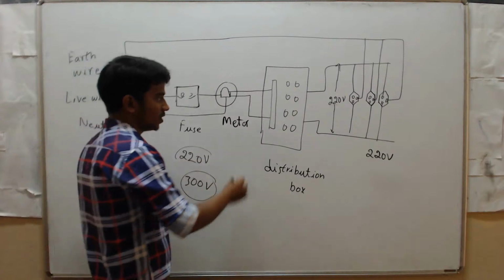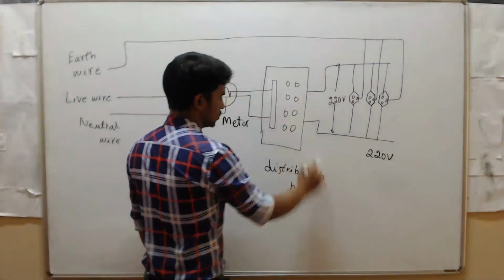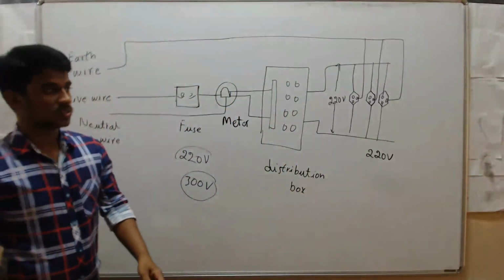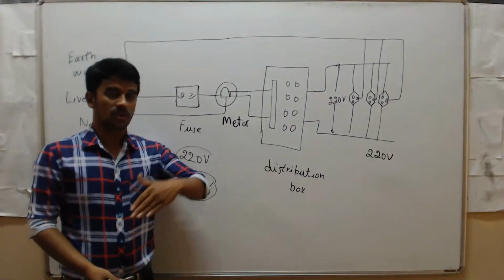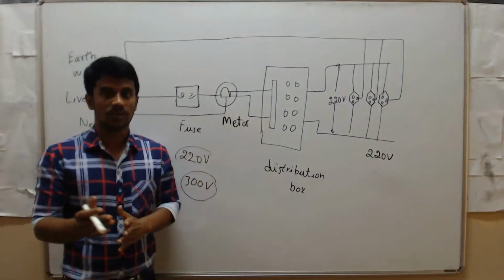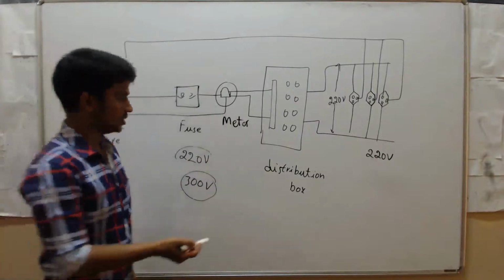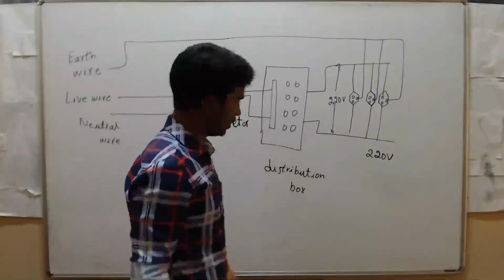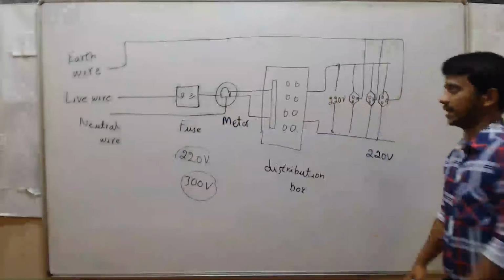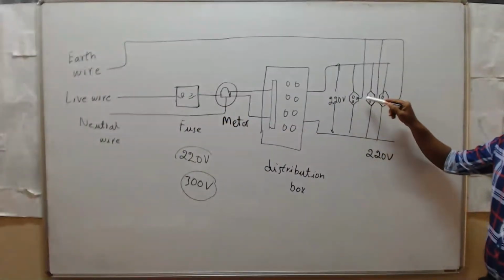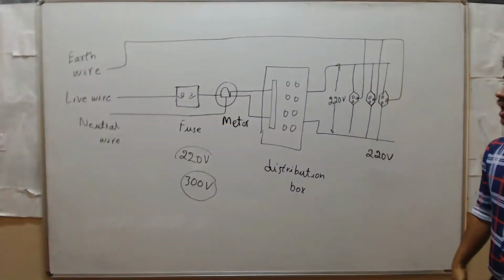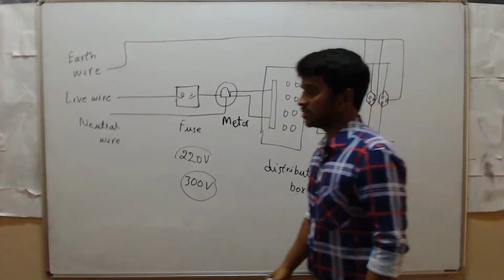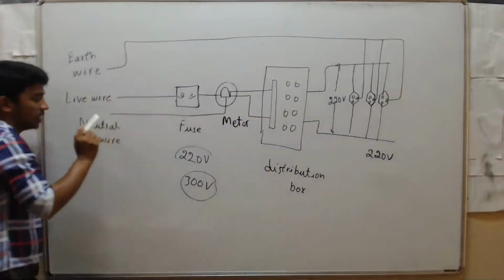Then from the meter we connect to the distribution box. Distribution box means we need electric current for the kitchen, bedroom, hall, everywhere, for all the rooms. Then we directly connect to, for example, fan, mixie, grinder, everything. And here you will see only two lines, one live wire and one neutral wire.